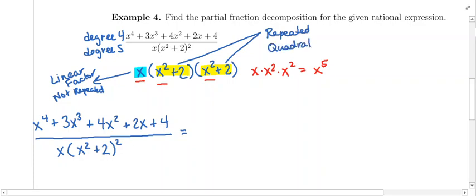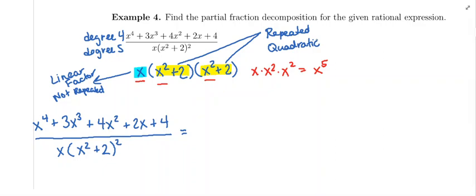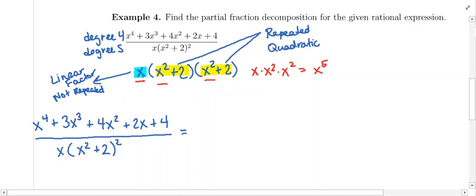Okay, if you look inside of the parentheses, the highest power of x is 2, and you see this thing twice in the factorization. So we're going to have to handle each factor in the denominator separately. We are going to start with the linear factor that's not repeated. Since it's not repeated, we're just going to have a single fraction.